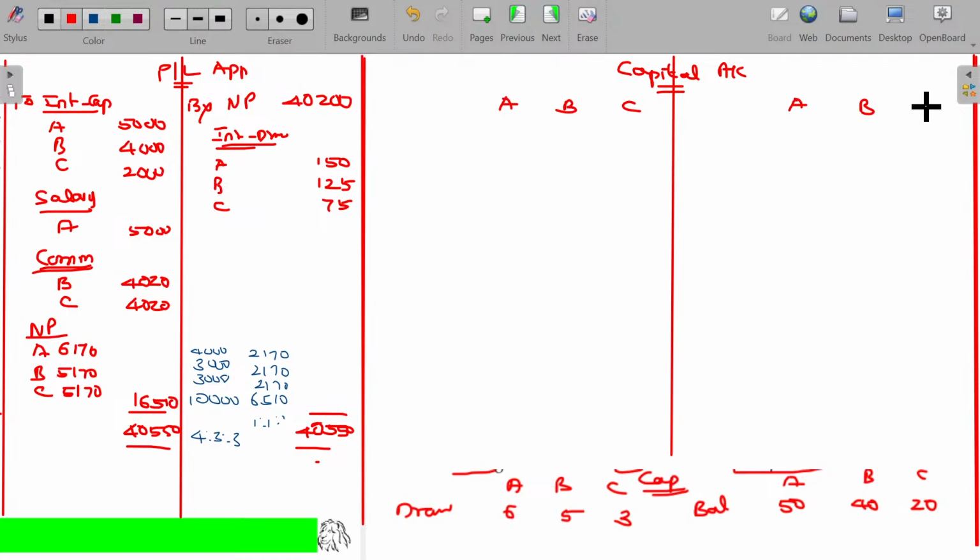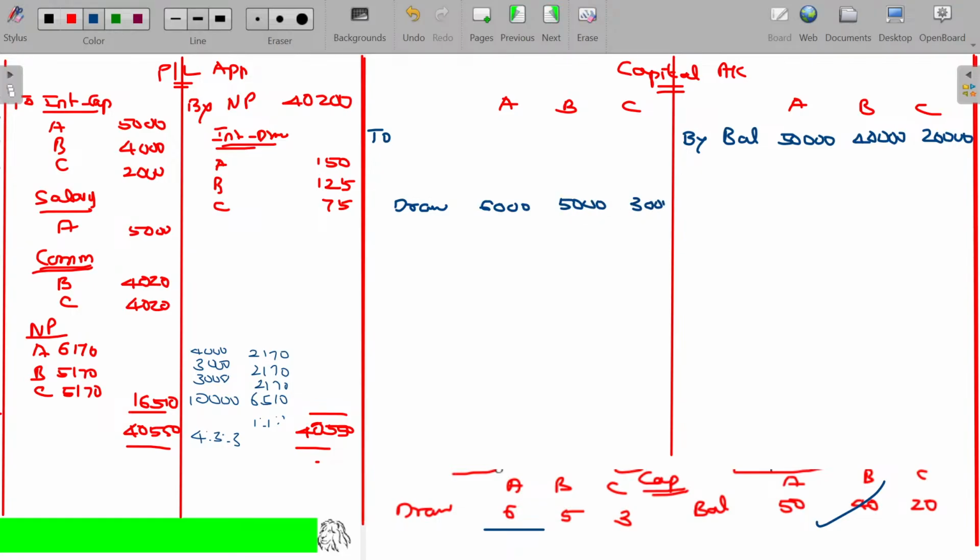Start with writing the capital, by balance, opening balance. For A, 50,000. For B, 40,000. For C, 20,000. And from the capital, they have withdrawn drawings. How much is withdrawn by A? 6,000 withdrawn by A, 5,000 withdrawn by B, 3,000 withdrawn by C. Hope now we'll be able to understand.